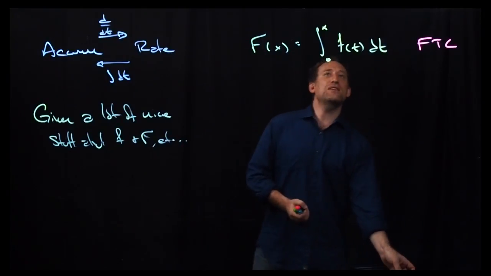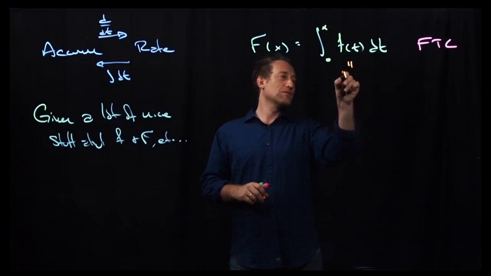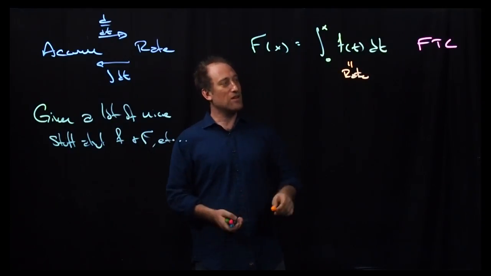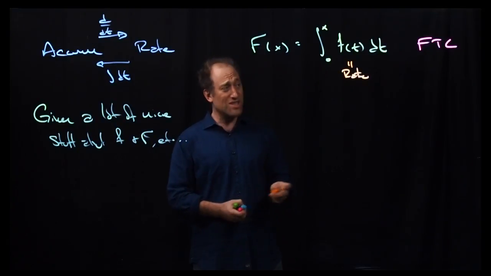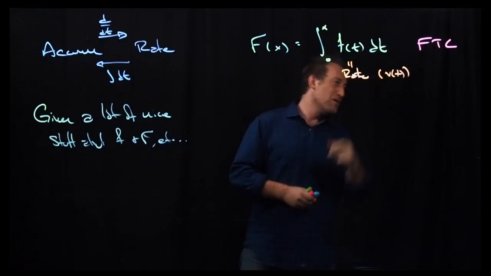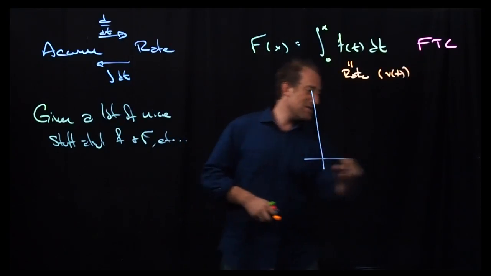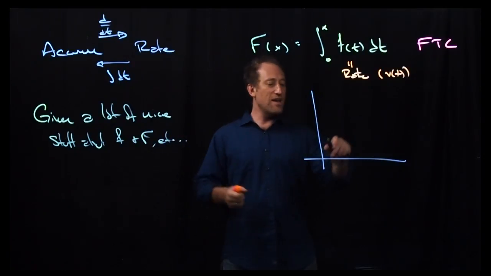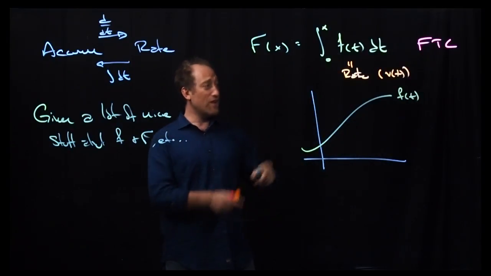Consider this f of t as a rate function. So F of x is integrating this rate function. If you like, you can think of it as a rate function. I'm a little loath to do this, but we'll take velocity. Keep also density in the back of your mind. And say that it has a graph that looks like this. So this is the graph of f of t.